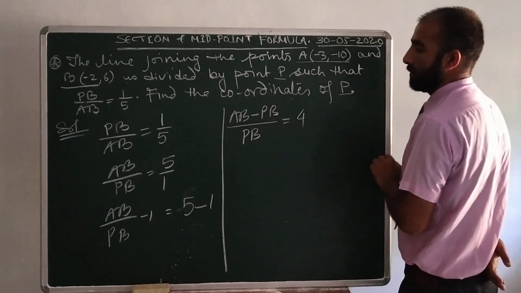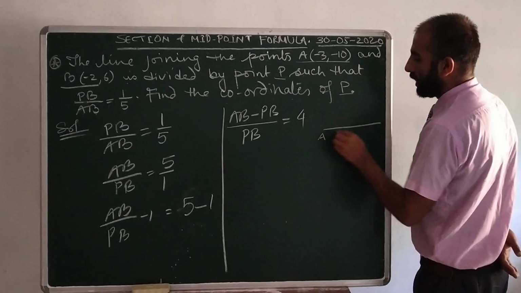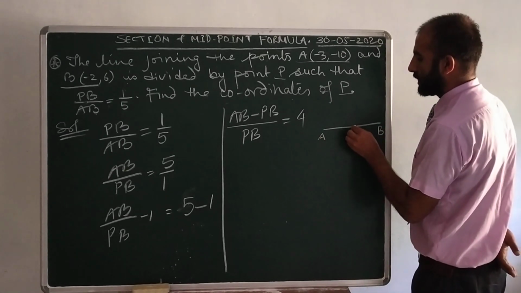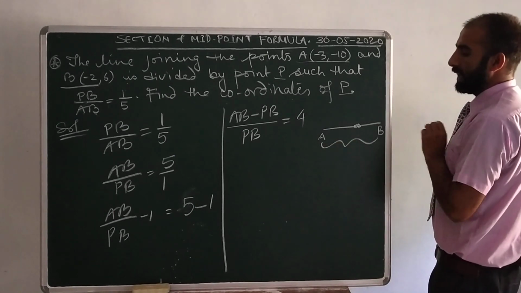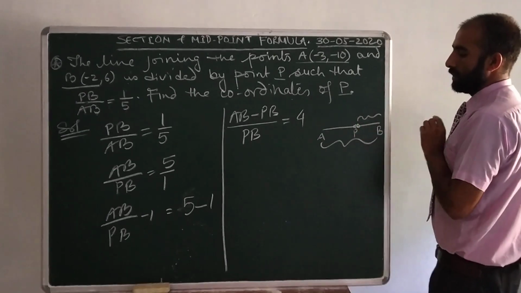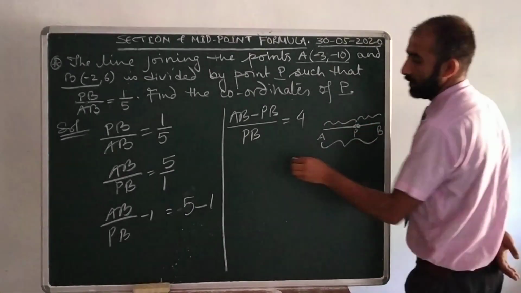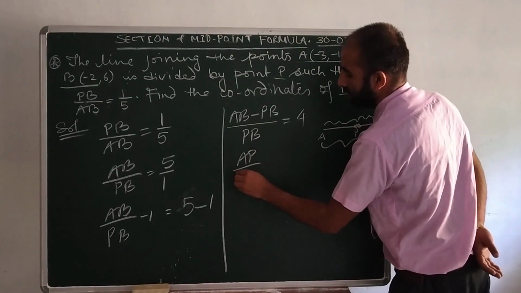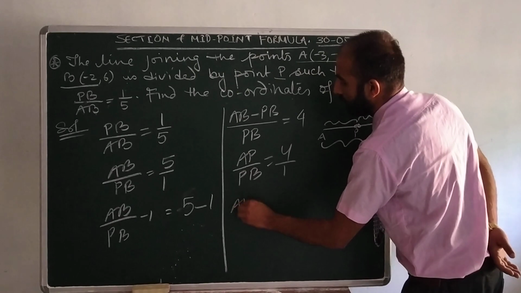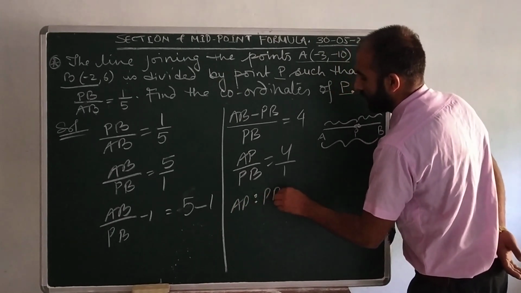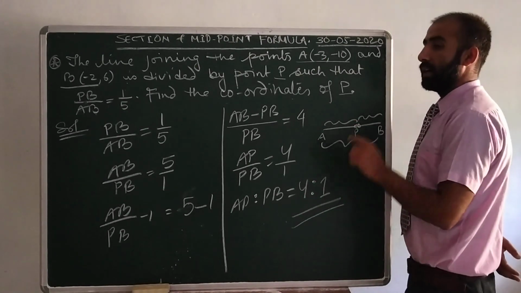So, AB minus PB. Okay, let me explain it. This is your A, this is your B, P is somewhere here, I must say. Now you got AB, this whole, minus this PB. AB minus PB will give you this part, that is AP. That is AP by PB equals 4, or we can write 4 by 1. That means AP is to PB will be 4 is to 1. So we got first our required ratio.